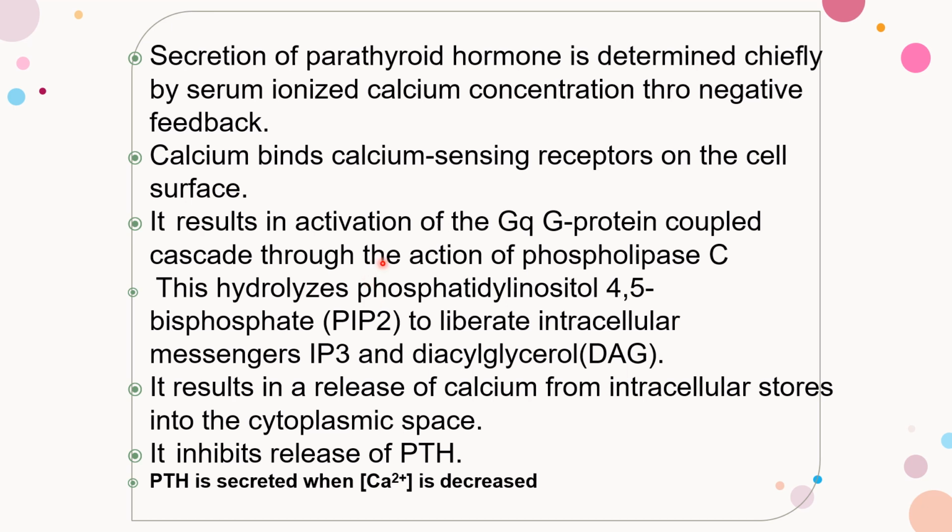Calcium binds to the calcium sensing receptors on the membrane of chief cells, which results in activation of a G protein coupled cascade through the activation of phospholipase C, and the IP3-DAG pathway is activated. It results in release of calcium from intracellular stores into the cytoplasmic space. It inhibits the release of parathyroid hormone. And PTH is secreted when calcium levels are decreased.